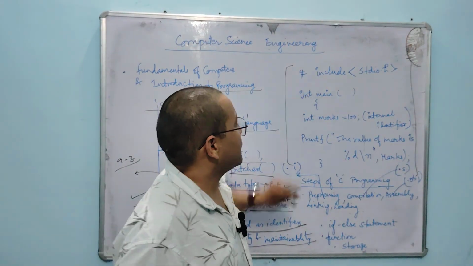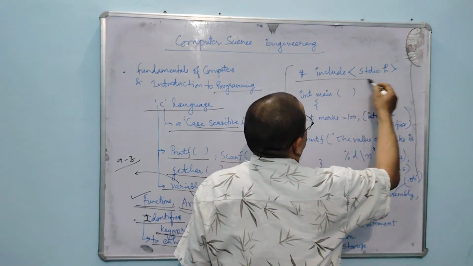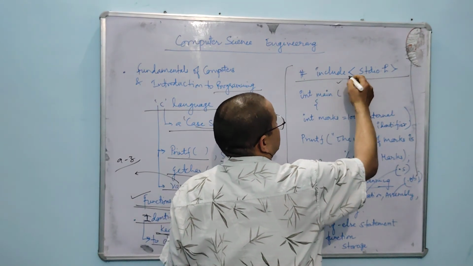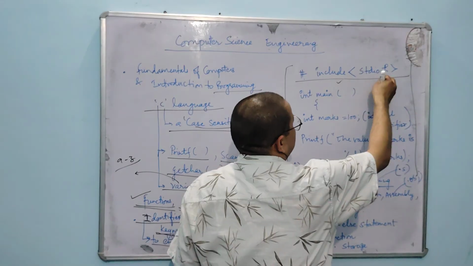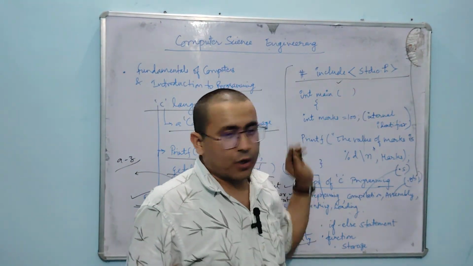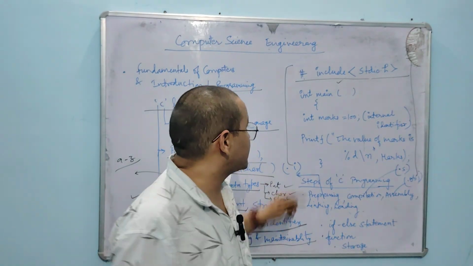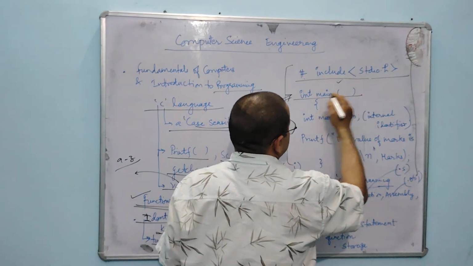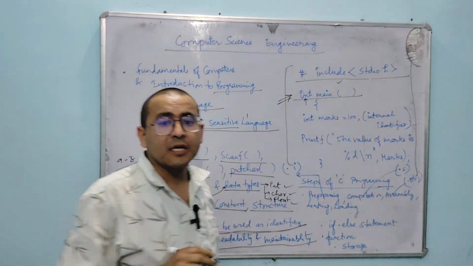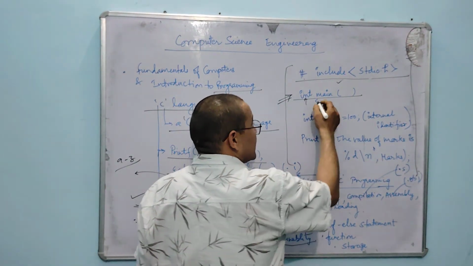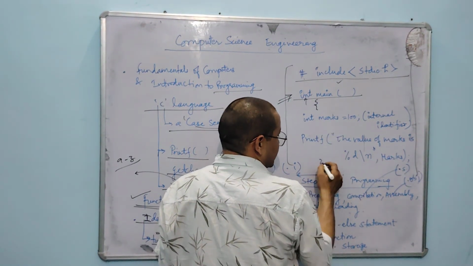Let us suppose here we are going to define this. The hash is used for the preprocessor, and then we are using include stdio.h. It is going to include stdio.h. Then the start of the main function is there, which is of integer type, so int main. This is the main function. Now within this main function, what is the body of the program?